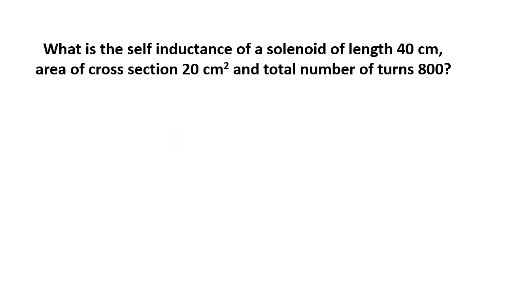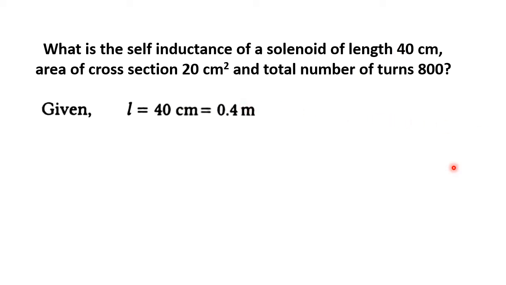One example problem. What is the self-inductance of a solenoid of length 40 cm, area of cross section 20 cm square, and total number of turns 800? So if you take the given data, length, small l, 40 centimeter, nothing but 0.4 meter. Here centi means 10 to the power of minus 2, so 40 into 10 to the power of minus 2, nothing but 0.4. Here compulsory we have to convert it into SI system. Why? Because the self-inductance unit is Henry, that is SI system of unit, so that is why all physical quantities should be in SI system.